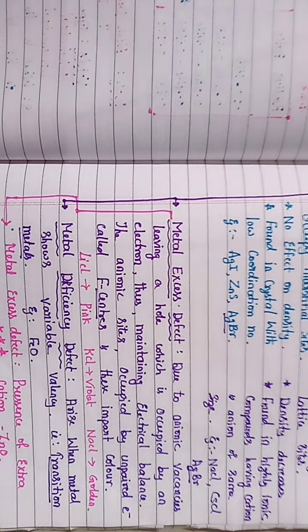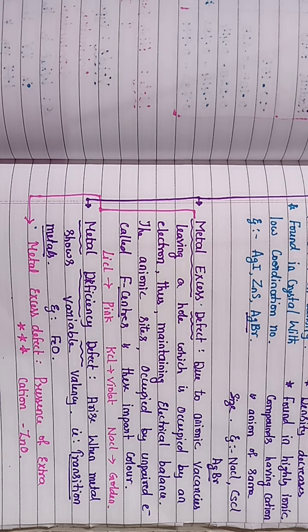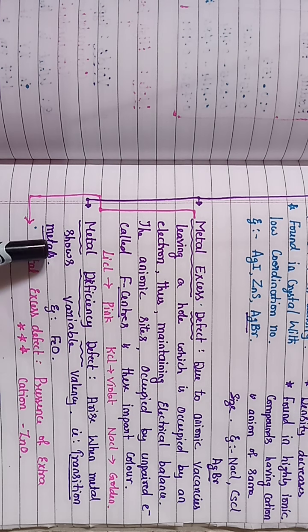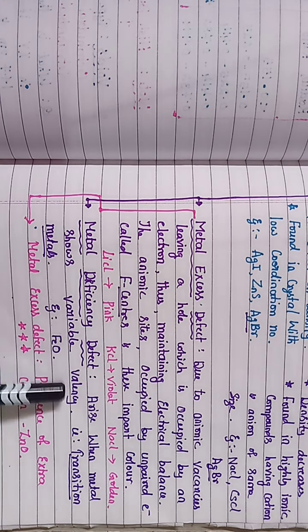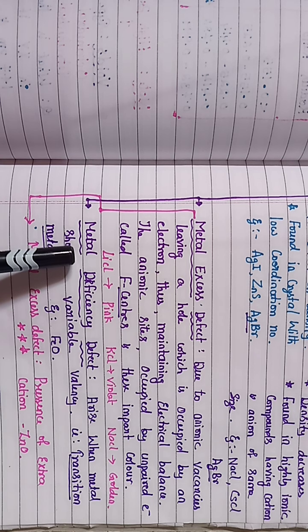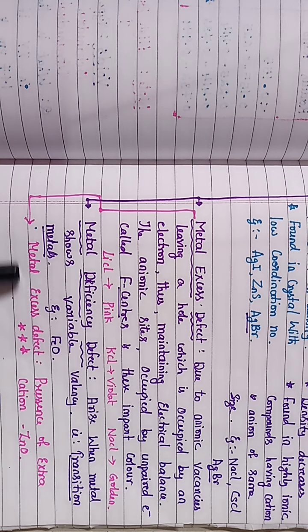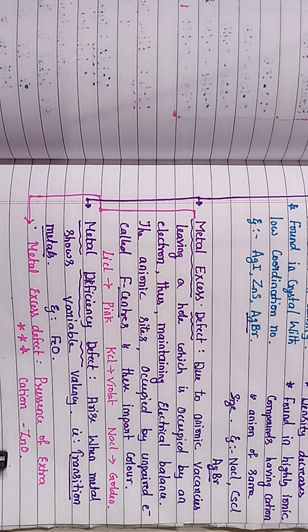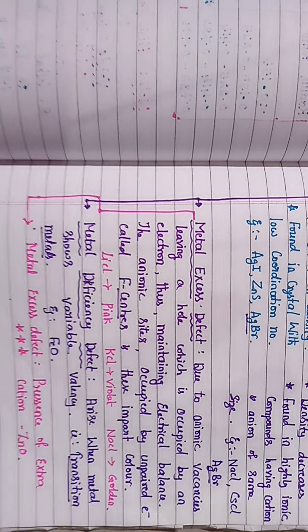The second type of non-stoichiometric defect is metal deficiency defect that arises when the metal shows variable valency. Who shows variable valency? Transition metals like iron, titanium, vanadium. Such transition metals usually show metal deficiency defect. So remember, metal excess defect also arises due to the presence of extra cations, for example ZnO. So that is called metal excess defect.